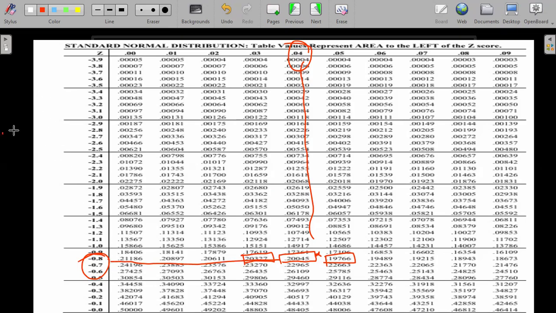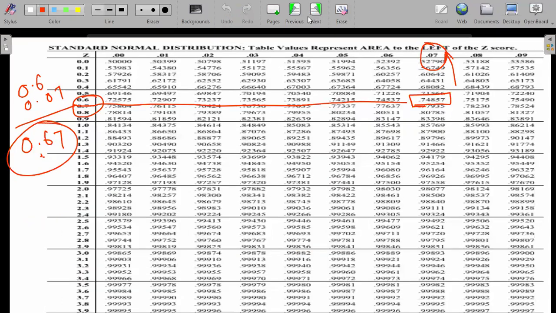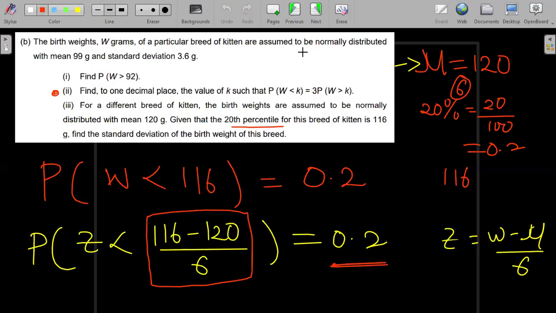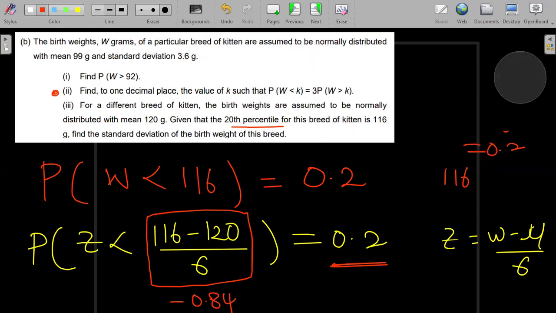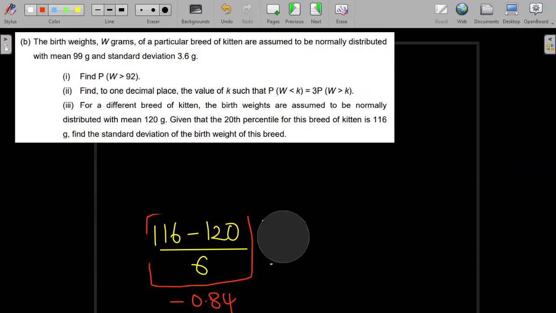So it means the Z-score there will just be minus 0.8, and then this one also is a minus, so minus 0.04. So this will just be the Z-score, minus 0.84. Okay, so this is the Z-score, minus 0.84. Okay, so I go back here now. Where is it? I can put it here. So it means here, this one is equal to 0.84. Right, so from there now we can find the standard deviation.